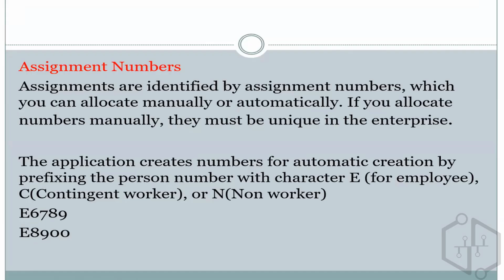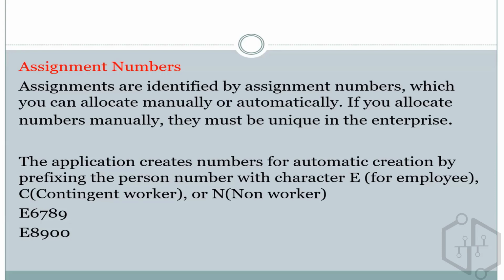What are assignment numbers? Assignments are identified by assignment numbers, which you can allocate manually or automatically. If you allocate numbers manually, they must be unique in the enterprise. The application creates numbers for automatic creation by prefixing the person number generation with E for employee, C for contingent worker, and N for non-workers.